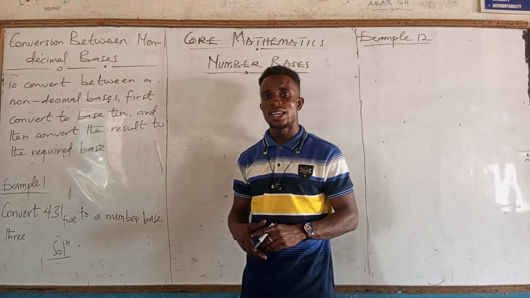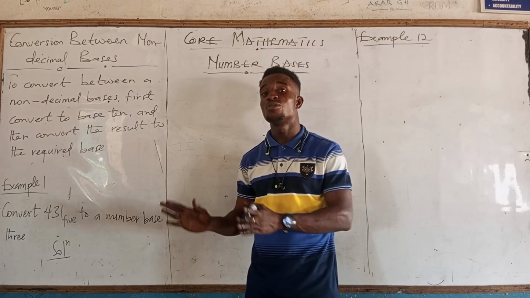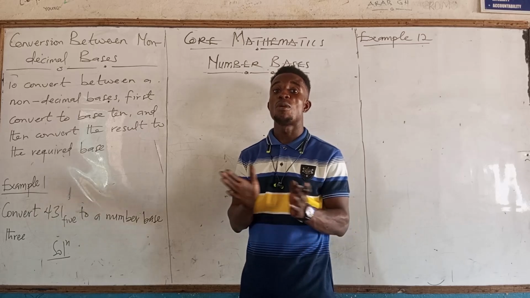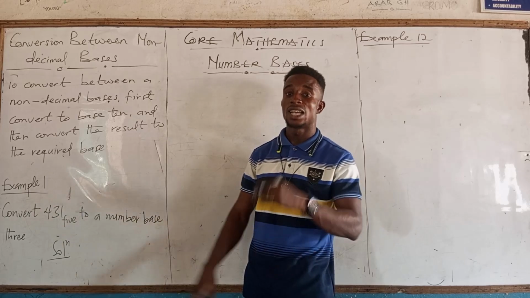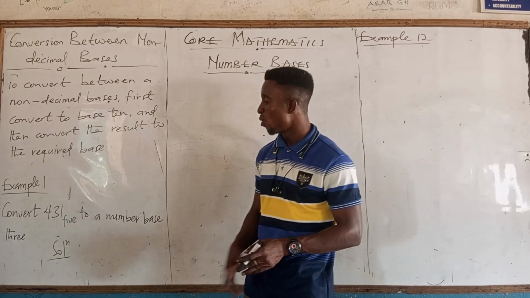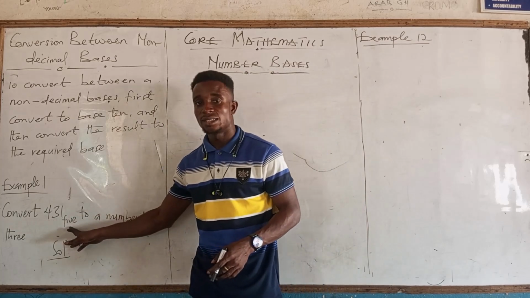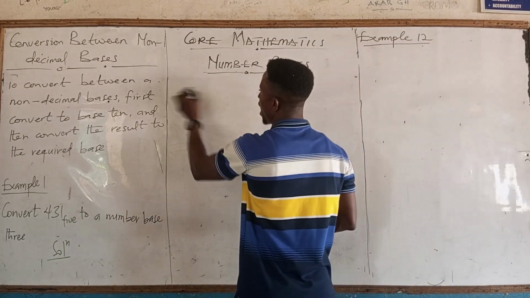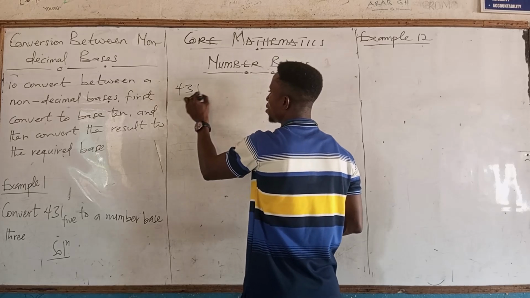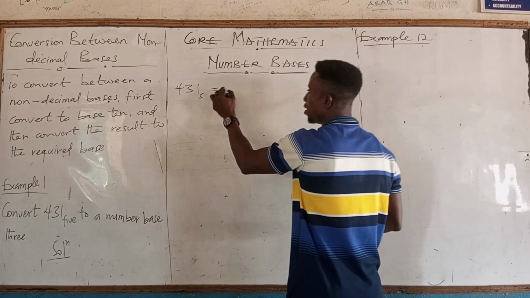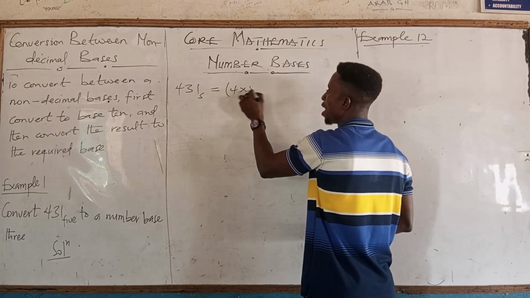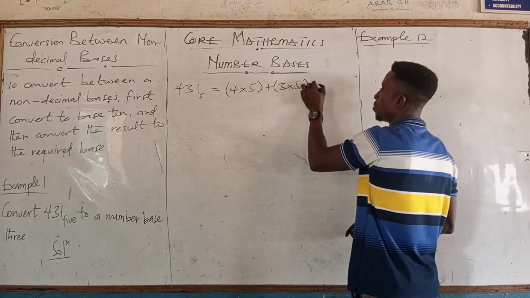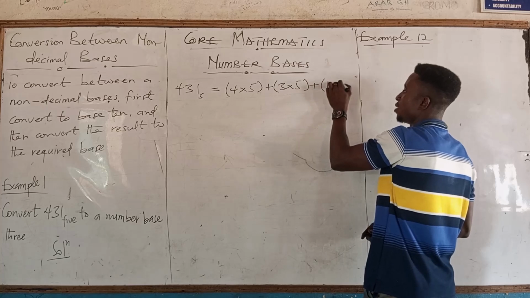So let's see how that one is done. We've learned how to convert from other base to base 10 and also base 10 to other base. So that is the idea, meaning we are going to combine the two in converting from other base to other base. First of all, we are going to convert this one to base 10. We write 431 base 5 is equal to ? base 10, which is 4 times 5 squared plus 3 times 5 plus then lastly 1 times 5 to the power 0.